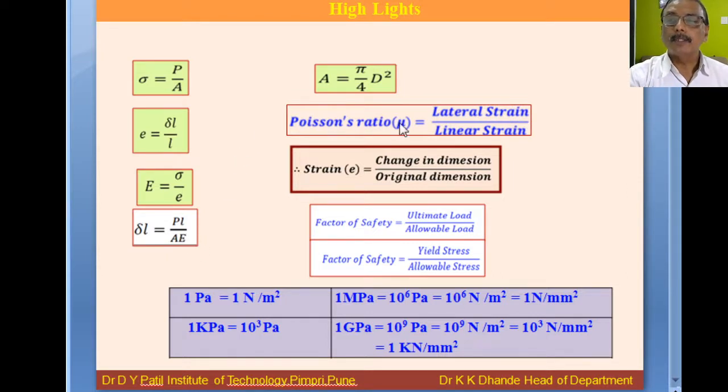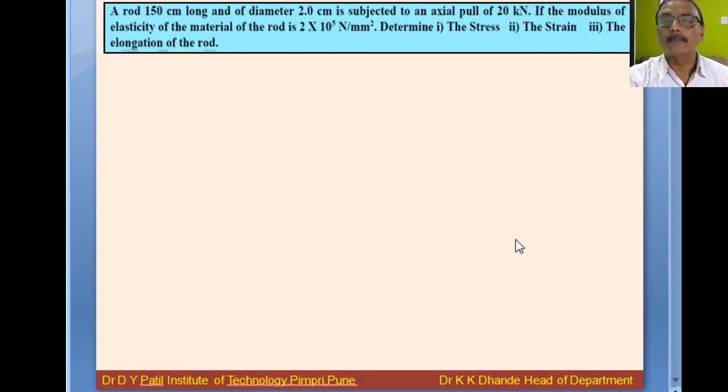Poisson's ratio is equal to lateral strain upon linear strain. Factor of safety is equal to ultimate load upon allowable load. Another equation for ductile materials: factor of safety is equal to yield stress divided by allowable stress.